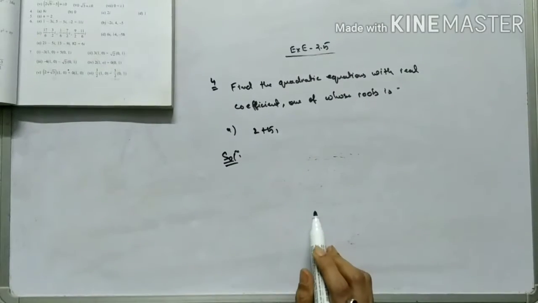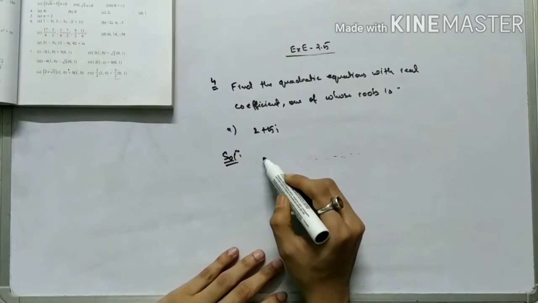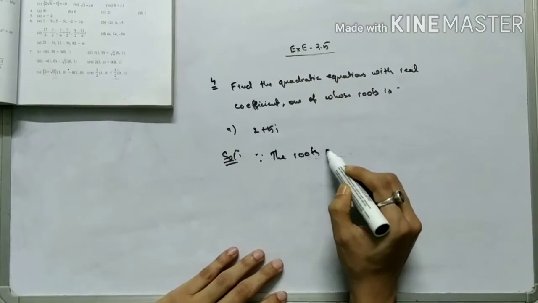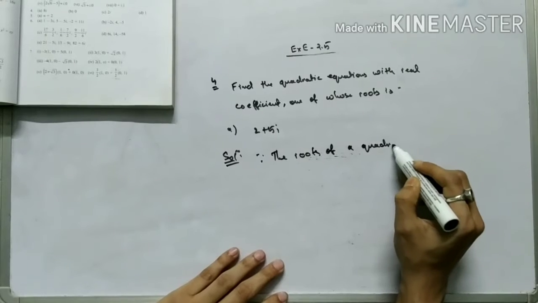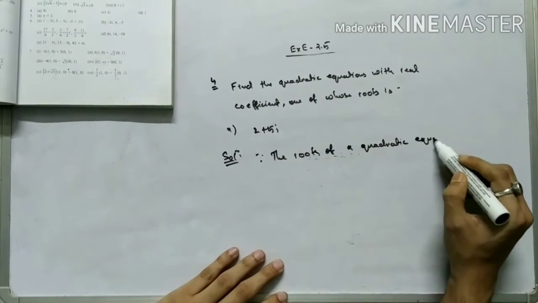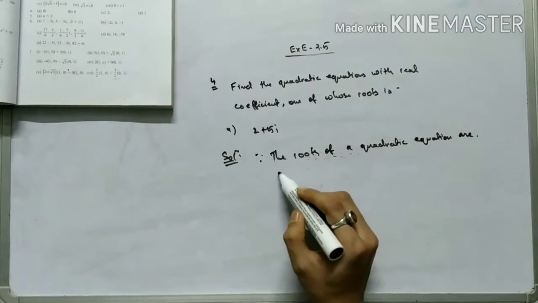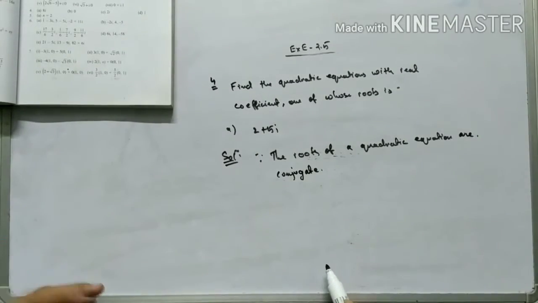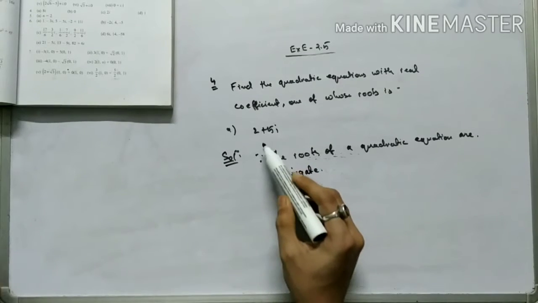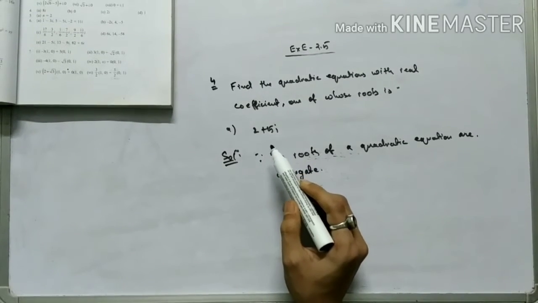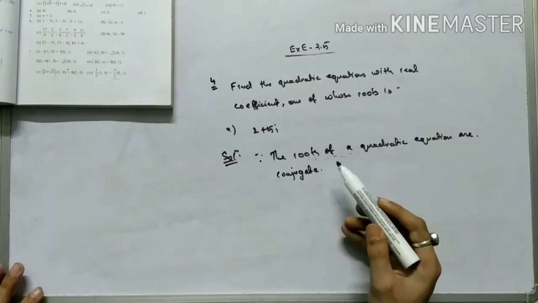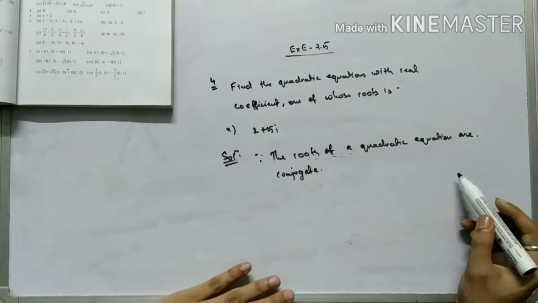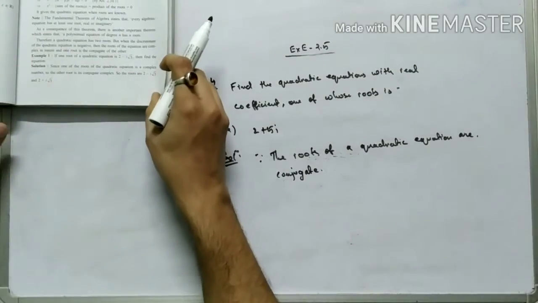So in here, solution. This one you can write, since the roots of a quadratic equation are conjugate. Okay, this quadratic equation, one root I have already got that this is a complex number. Understand? So therefore its roots of the quadratic equation, they will be conjugate of each other. Let me see in the book how it is done.